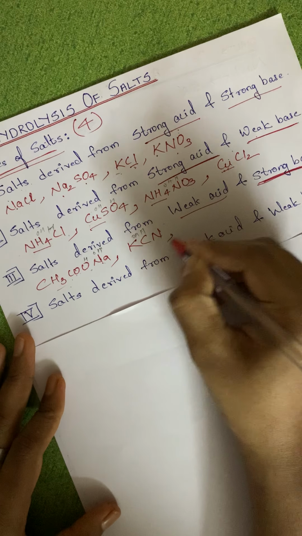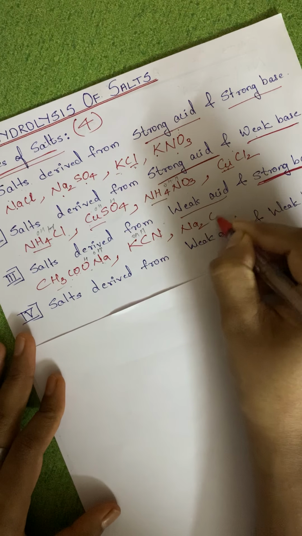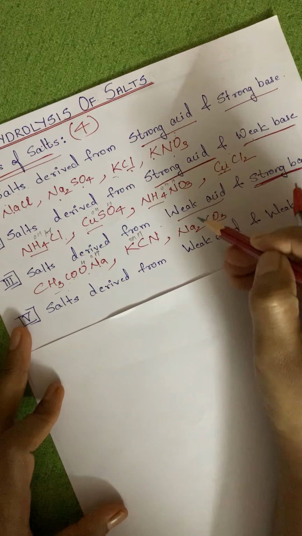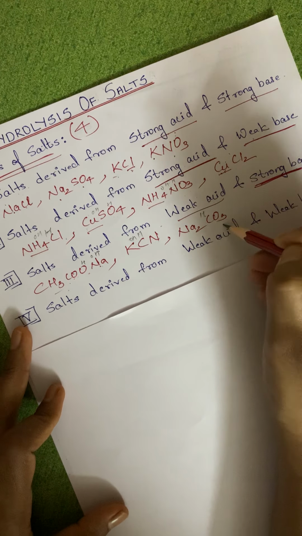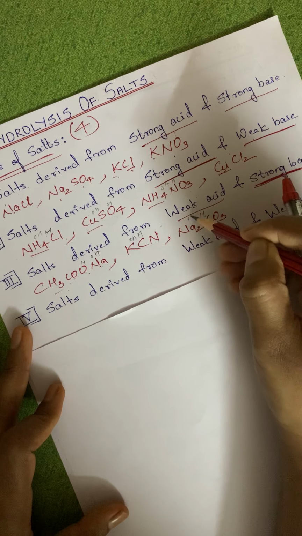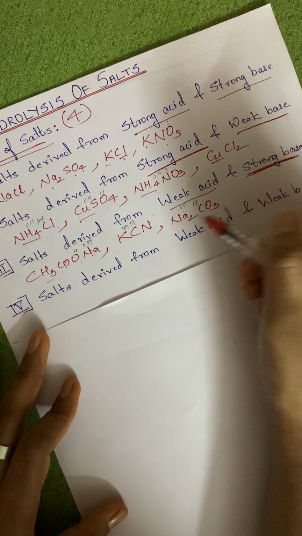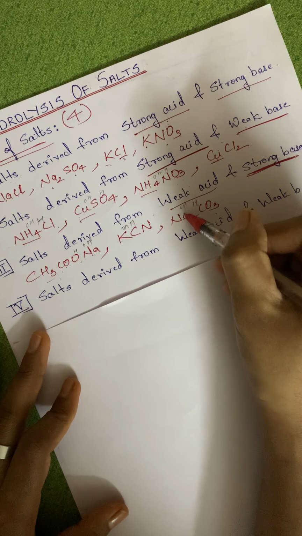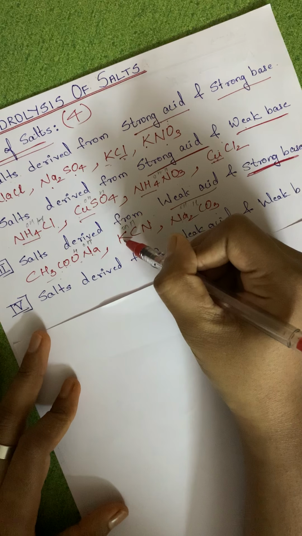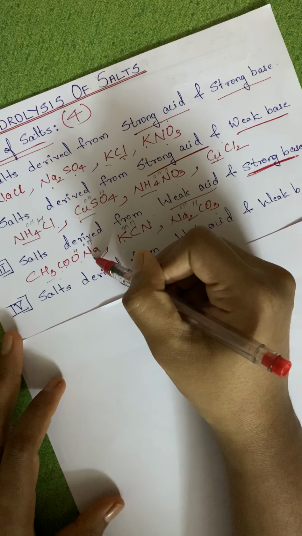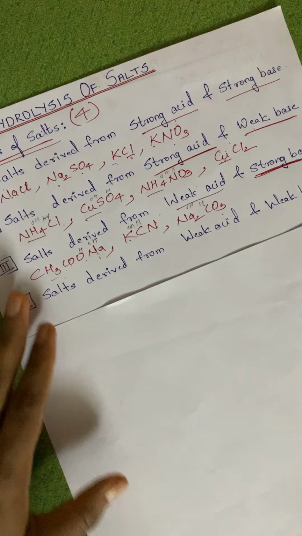So we have one more example, Na2CO3. Again, the weak acid part: H goes here, so it will be carbonic acid. And OH goes here, so it will be nothing but sodium hydroxide. So the strong base here is sodium hydroxide, here it is potassium hydroxide, and here also it is sodium hydroxide, NaOH. So hopefully it is understood.